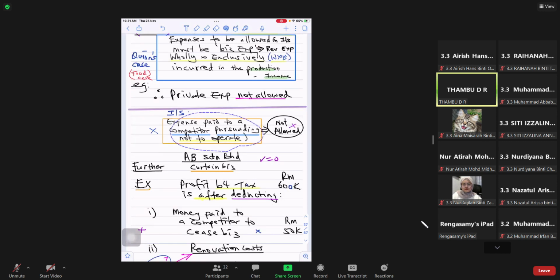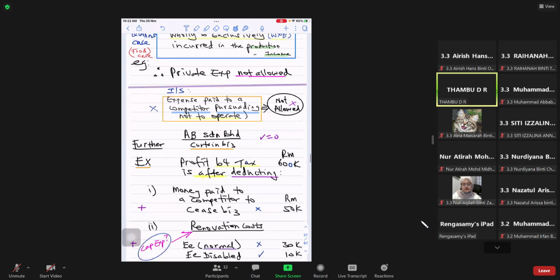Any expense that you incur to persuade your competitor not to operate is not a business expense. Business expense means incurred in producing the income. Here you are not yet producing. You are protecting your business interests. Protection and producing income is different. So not allowed.